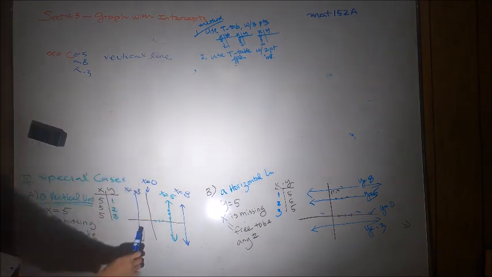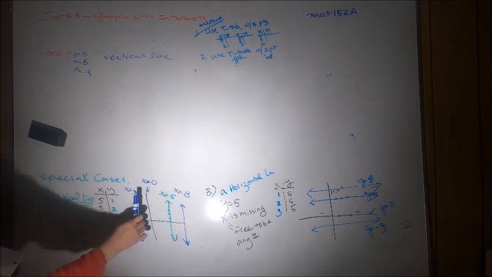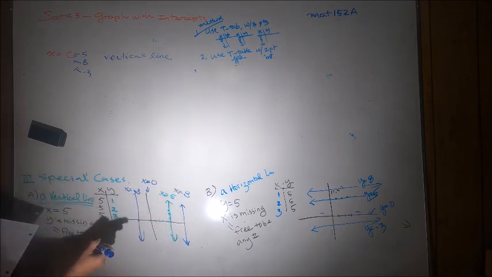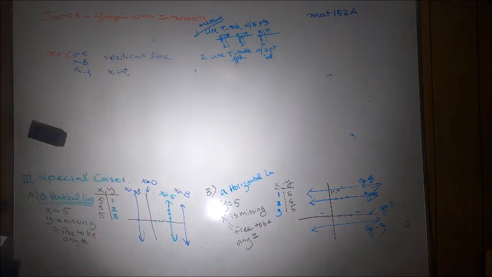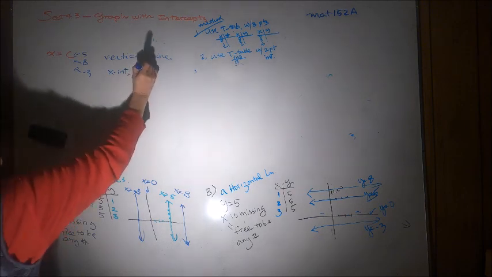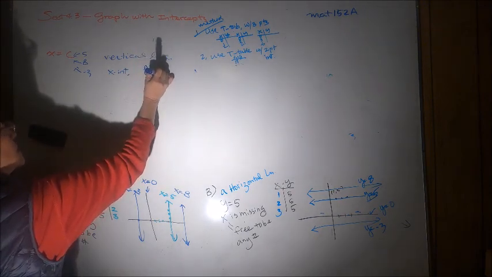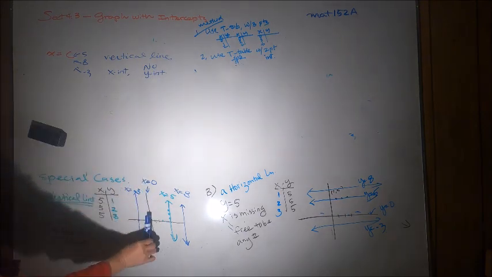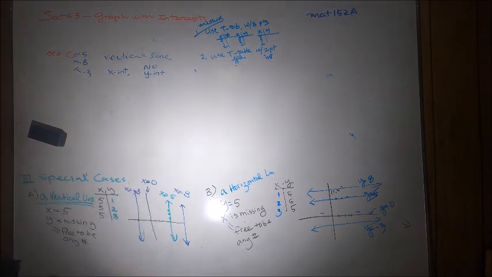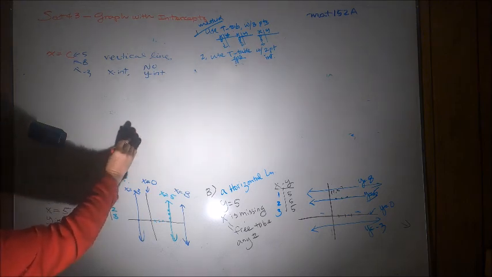Then when you have a vertical line, you will have x-intercepts, right? In general, you don't have a y-intercept, okay? Except this one, you overlap with the y-axis, right? We are talking about special cases. If regularly you have both x and y's, you will have what?